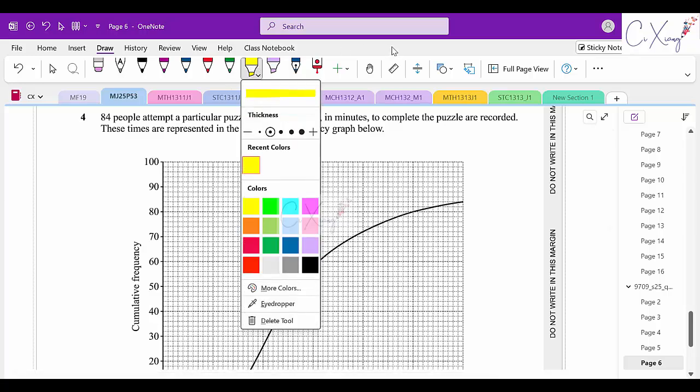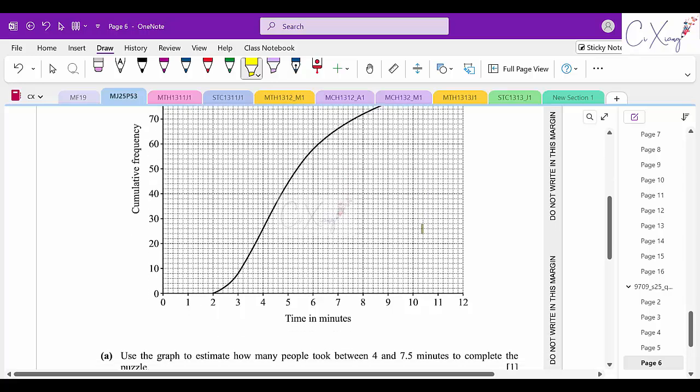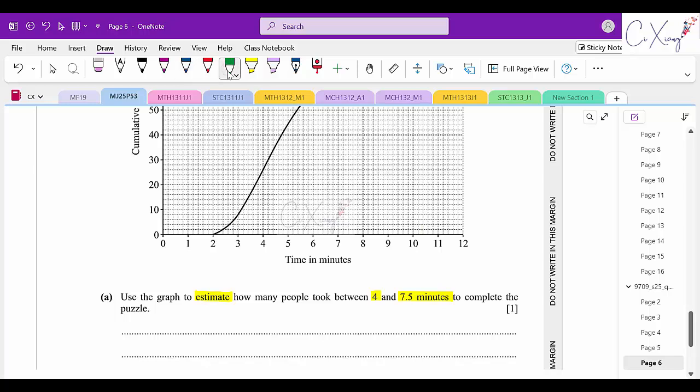Question number 4. We are having 84 people attempt a particular puzzle. We are talking about the time. We record the time taken in minutes to complete the puzzle. Then this time is represented in the cumulative frequency graph below. For part A, use the graph to estimate how many people took between 4 and 7.5 minutes to complete the puzzle. We have to estimate the value from the diagram.